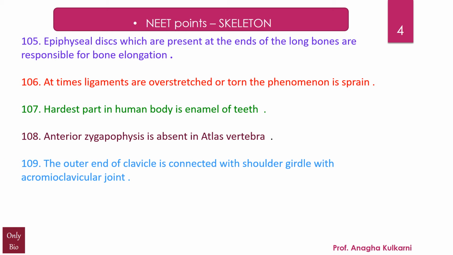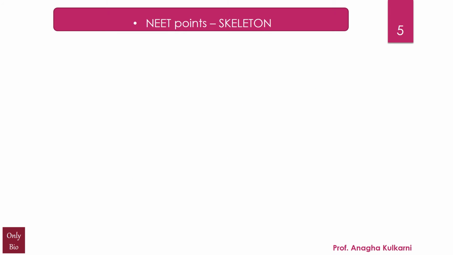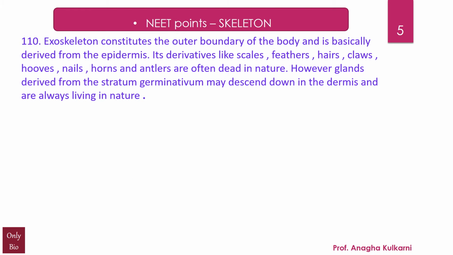Next, the outer end of clavicle is connected with the shoulder girdle with acromioclavicular joint. Point number 110. Exoskeleton constitutes the outer boundary of the body and is basically derived from the epidermis. Its derivatives like scales, feathers, hair, claws, hooves, nails, horns, and antlers are often dead in nature. However, glands derived from the stratum germinativum may descend down in the dermis and are always living in nature.